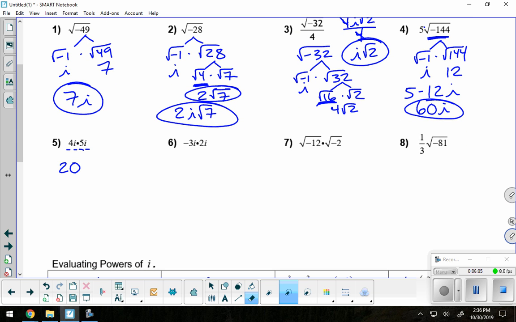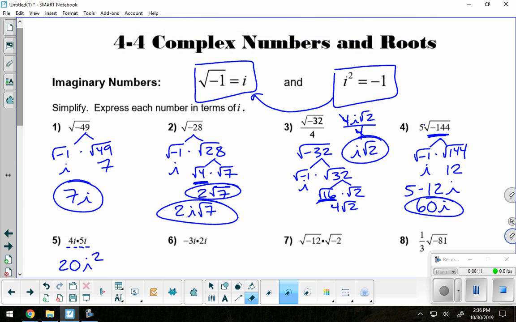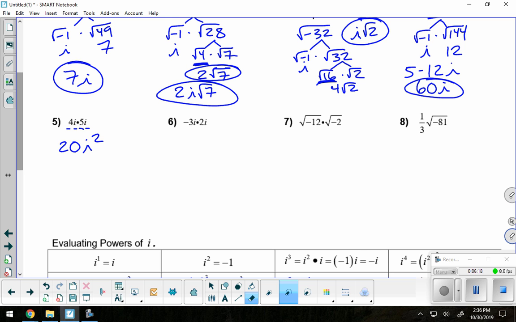Okay, so for number 5, if you had to multiply 4i and 5i, well, 4 times 5 is 20. i times i is i squared. But what's i squared again? Up here at the top, it says i squared is negative 1. So anytime you get i squared in your solution, you should always swap it out with what it is, and that's negative 1. As soon as you see an i squared in your solution set, take it out, replace it with what it really is, and that's negative 1, where our final answer would actually be negative 20 in the end.